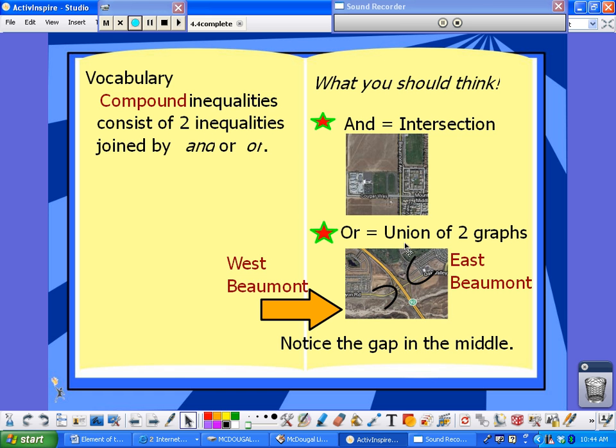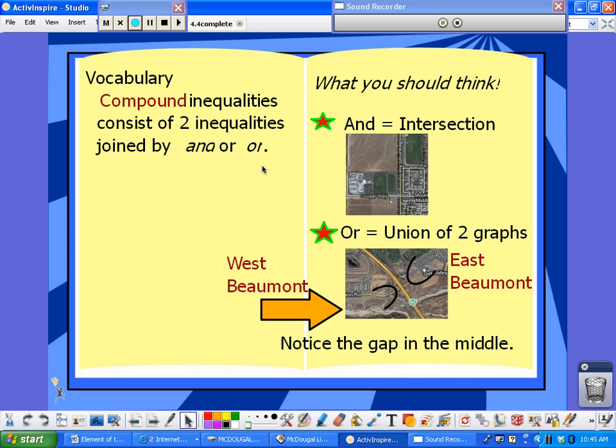Okay, then we talked about union as leaving a part out. So I focused on our freeway that runs through Beaumont, and I said that it separates really the west side of Beaumont and the east side of Beaumont. And Beaumont does not own the particular freeway that runs through it. So I said that little area is left out, and that sort of represents a union. So there's a gap in the middle.